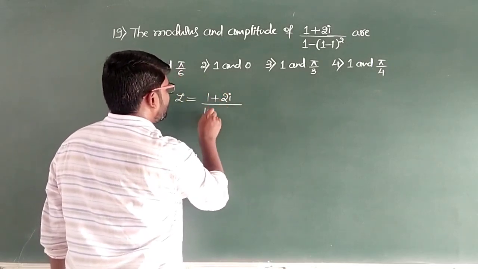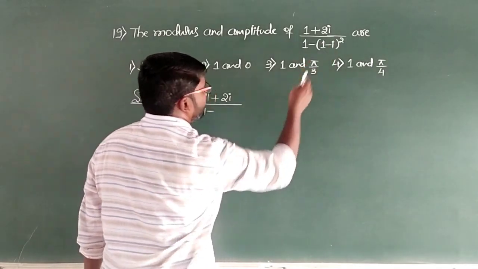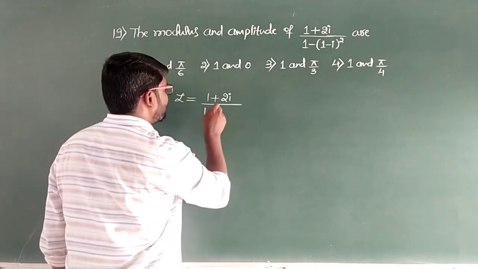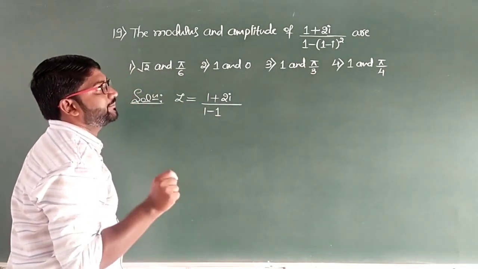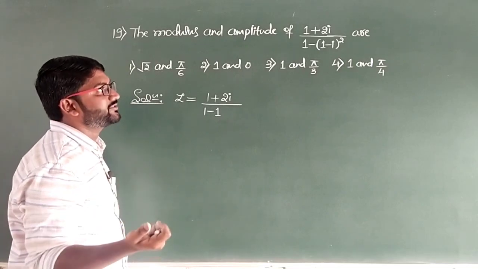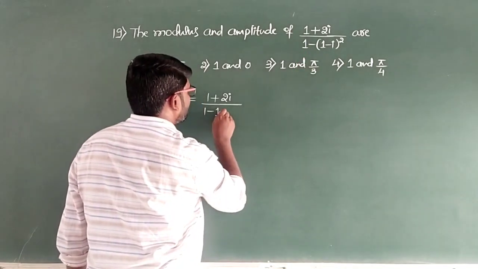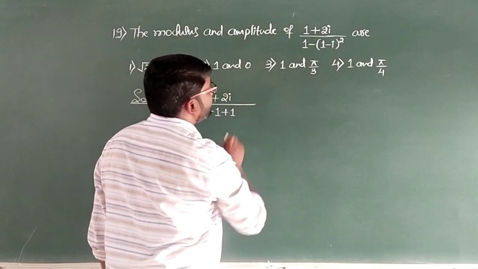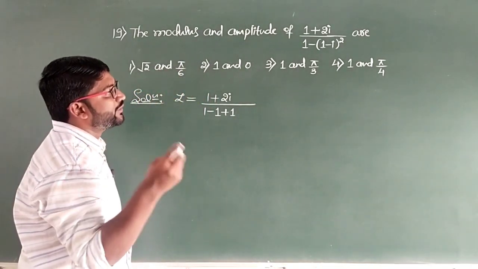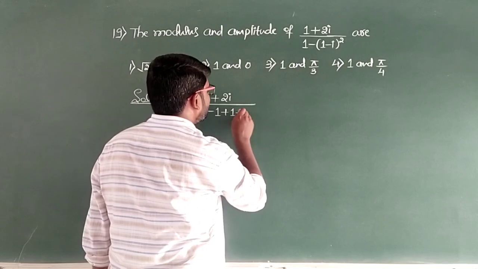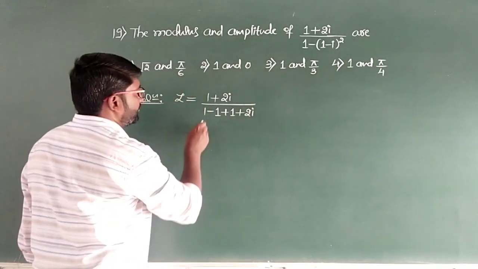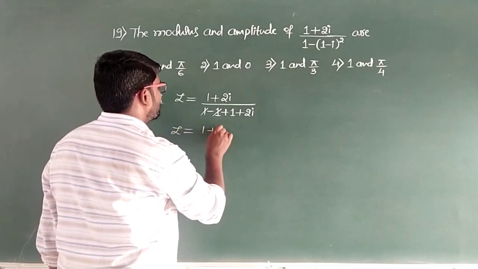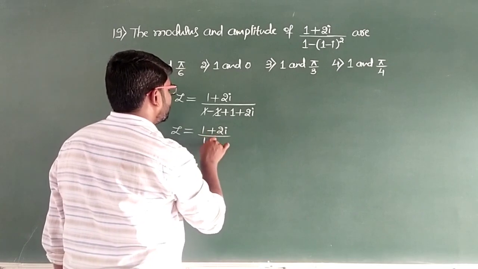divided by (1 − i)². Let us expand this now, it is in the form of (a − b)². Expand and consider the minus sign. a² will be 1², that is 1. Then plus b², and i² value is minus 1, and here we have the minus sign. So overall it is plus 1. Then we write minus 2ab, minus 2i, and here you have the minus sign. We get plus 2i. So plus 1 minus 1 get cancelled. So we have z equal to (1 + 2i) divided by (1 + 2i).